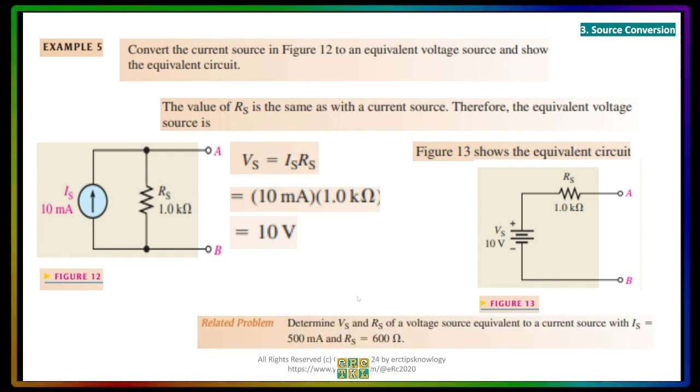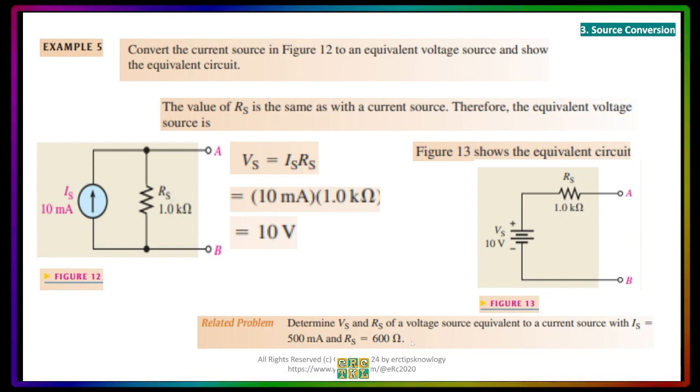Now, you try it by determining the Vs and the Rs of a voltage source equivalent to a current source. If we change the 10 milliamperes to 500 milliamperes, what will happen? And let's change the Rs to 600 ohms. So you try it so that you will know what will happen.